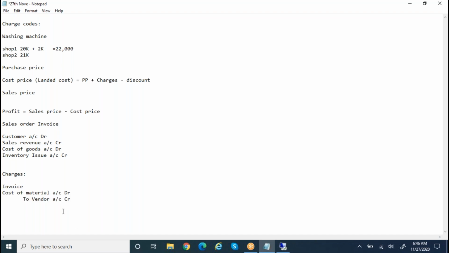Now, if charges are applicable, suppose I take an example. Instead of the word charges, I'm using truck charges for understanding purposes. I'm taking one example, truck charges. If it is a truck charge, then I have created one purchase order.